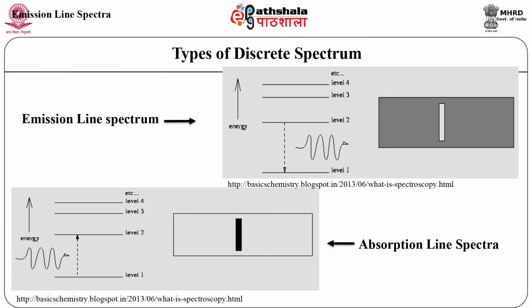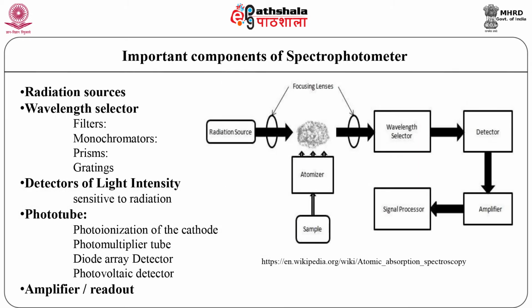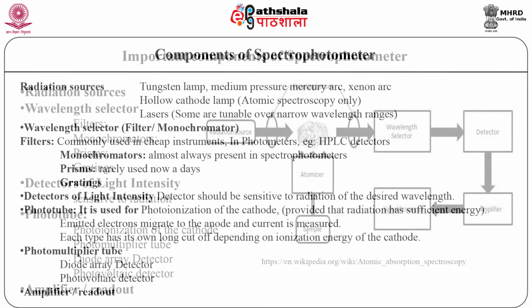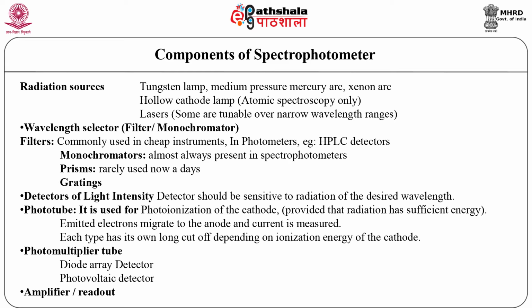A spectrophotometer is an instrument employed to measure the amount of light absorbed by a sample or a solution. Important components of a spectrophotometer. A spectroscopy instrument, that is a spectrophotometer, has the following components. Radiation source. The most common sources are broad spectrum sources, for example, tungsten lamp, medium pressure mercury arc, xenon arc, etc.